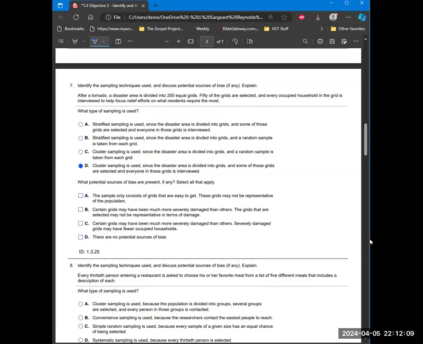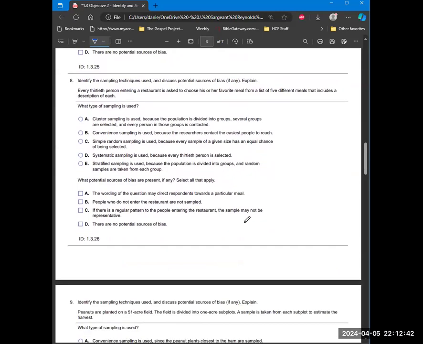So what are potential sources of bias that are present, if any? We have an issue here that certain grids may have been much more severely damaged than others. The grids that are selected may not be representative in terms of damage. And certain grids may have been much more severely damaged than others, so severely damaged grids may have fewer occupied households.